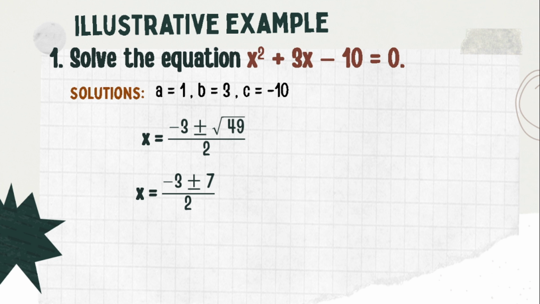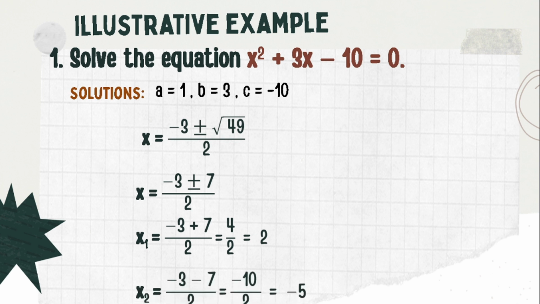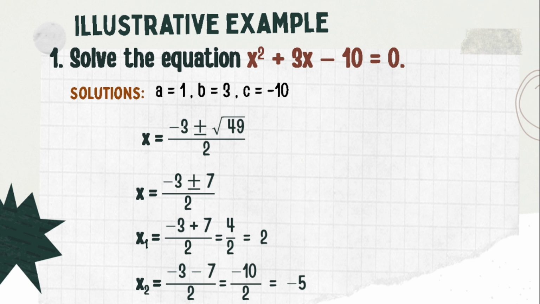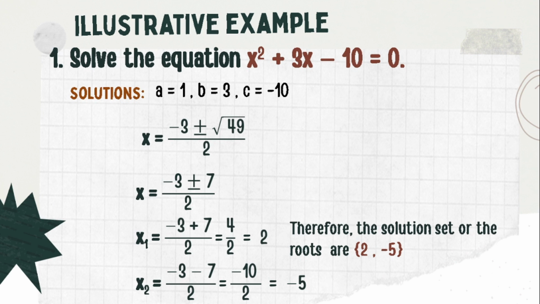Now, we have two possible solutions. First, negative 3 plus 7 divided by 2, which is 4 divided by 2 gives you positive 2. Second, negative 3 minus 7 divided by 2, which is negative 10 divided by 2 gives you negative 5. Therefore, the solution set or the roots are 2 and negative 5.